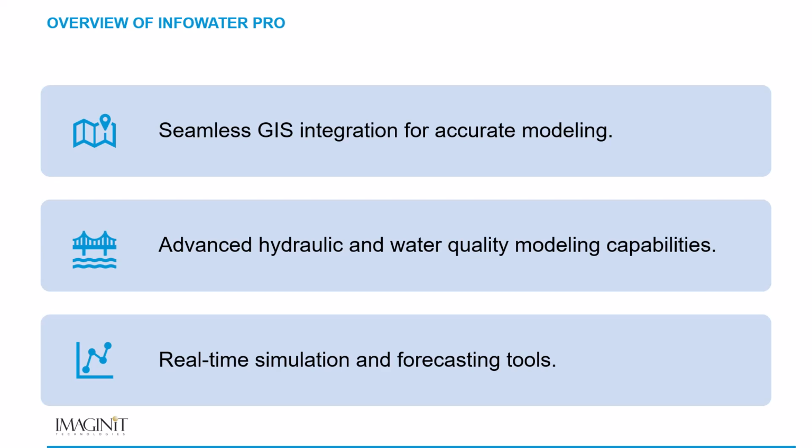Lastly, real-time simulation and forecasting tools provide the ability to monitor system performance and predict the impacts of changes in real time. Whether it's for daily operations or emergency response planning, these tools offer invaluable insights that support proactive management and decision-making. Together, these features position InfoWater Pro as a leading solution for water utilities aiming to optimize their operations, improve service quality, and ensure sustainable water management practices.